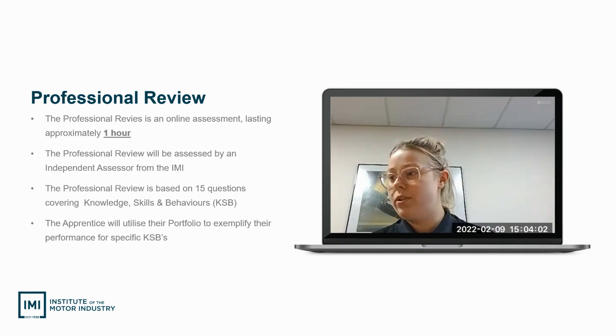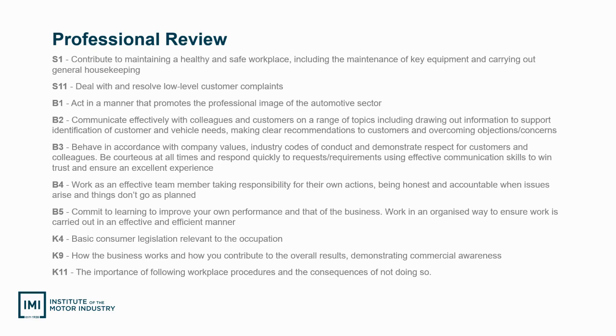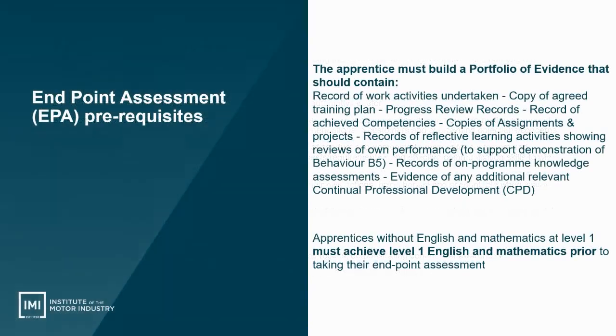They will also be required to provide a portfolio where they can produce examples of how they met specific KSBs. The portfolio will allow the apprentice to exemplify their performance. The specific details that will be covered during the professional review are detailed here on this slide. Full details of the knowledge, skills, and behaviours covered in the professional review and how they are graded can be found within the assessment plan on pages 27 to 30.